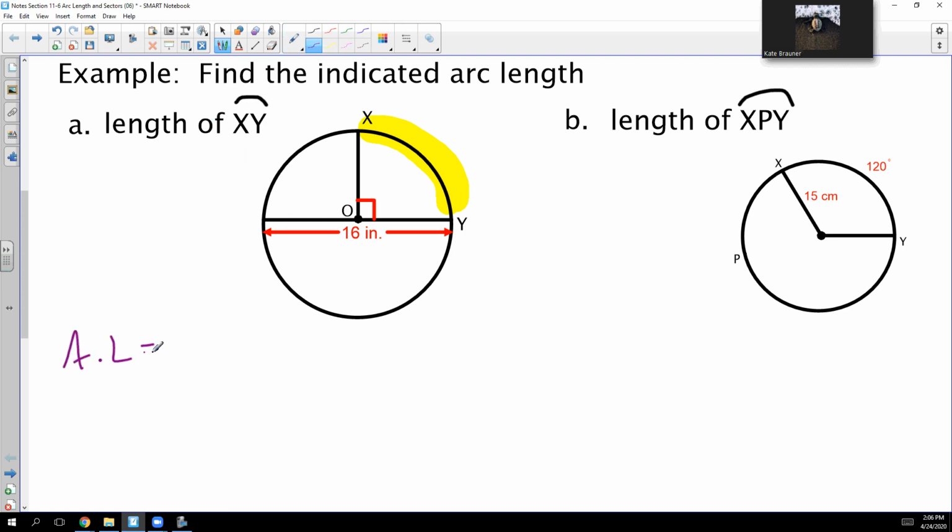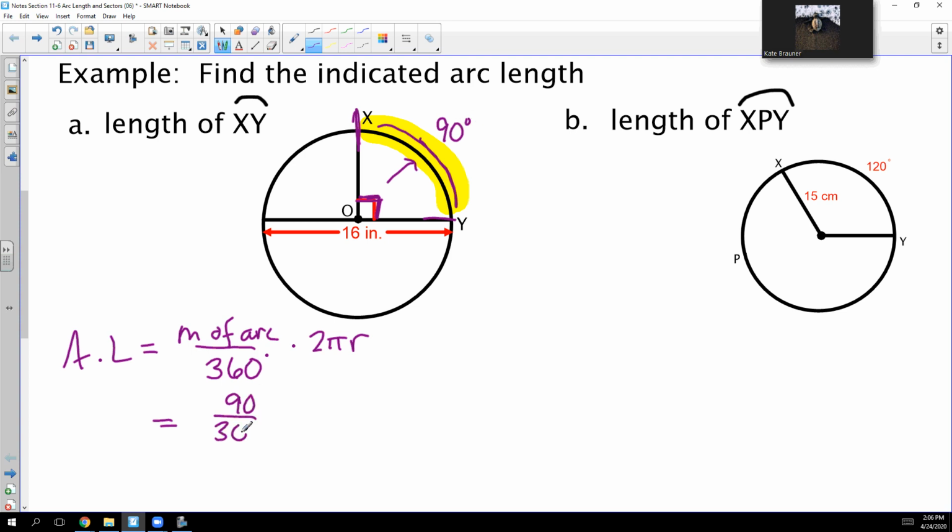Let's write down the formula for arc length. Arc length is equal to the measure of the arc in degrees divided by 360 degrees for the whole circle times 2 pi r. Remember that the measure of an arc is equal to the measure of the central angle that intercepts that arc. So if the angle here is 90 degrees, then that arc must also measure 90 degrees. So we're going to say 90 over 360 times 2 pi, and if the diameter is given as 16, that means r equals 8, right?